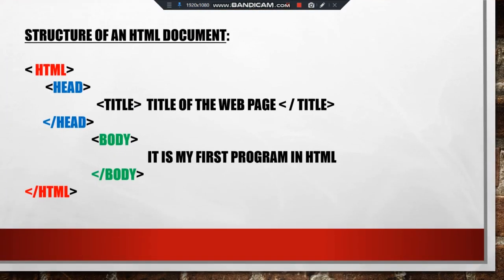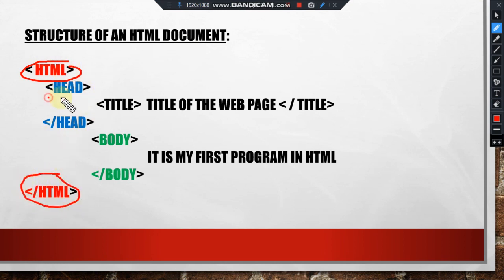Now, this is the structure of an HTML document. This is very important. All of you pay attention. You have seen there are various tags written in the structure of this HTML document. This is a basic HTML document. This is a basic HTML program. These are tags: HTML tag, head tag, title, body. These are different tags. Now this is the structure.